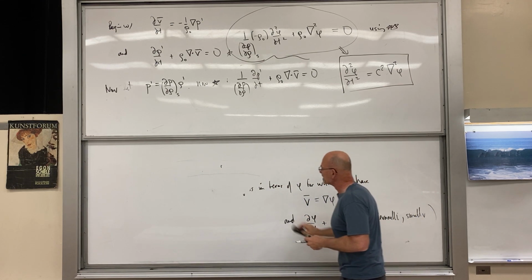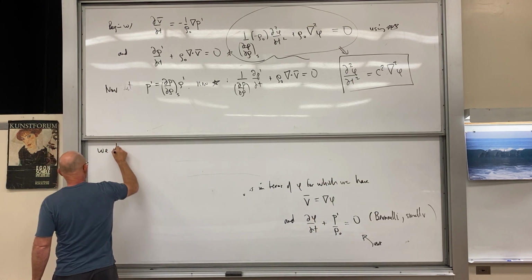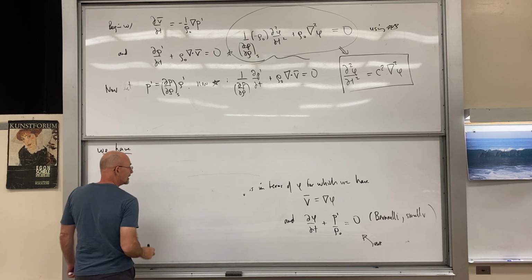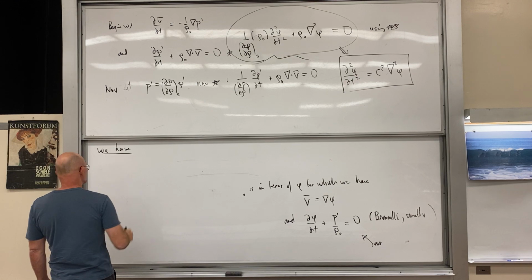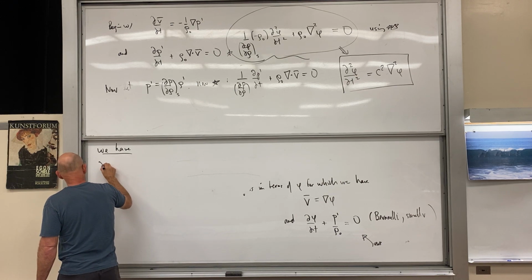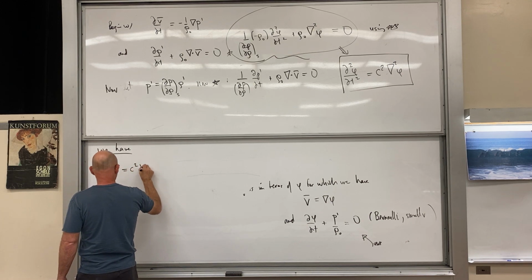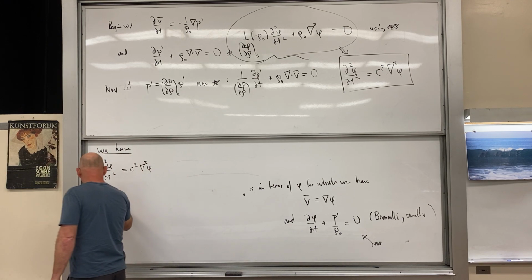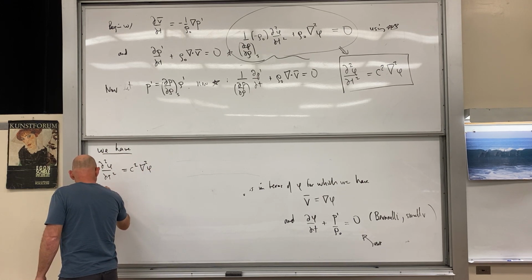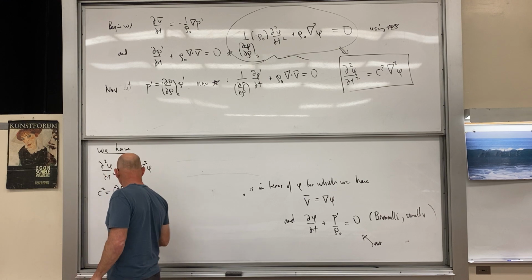So let's see what we have now. So we have, what's the best order here? Well, we'll just say we've got our d squared phi dt squared. Good, so we've got a wave equation for phi. We have c squared is dp d rho at constant entropy.